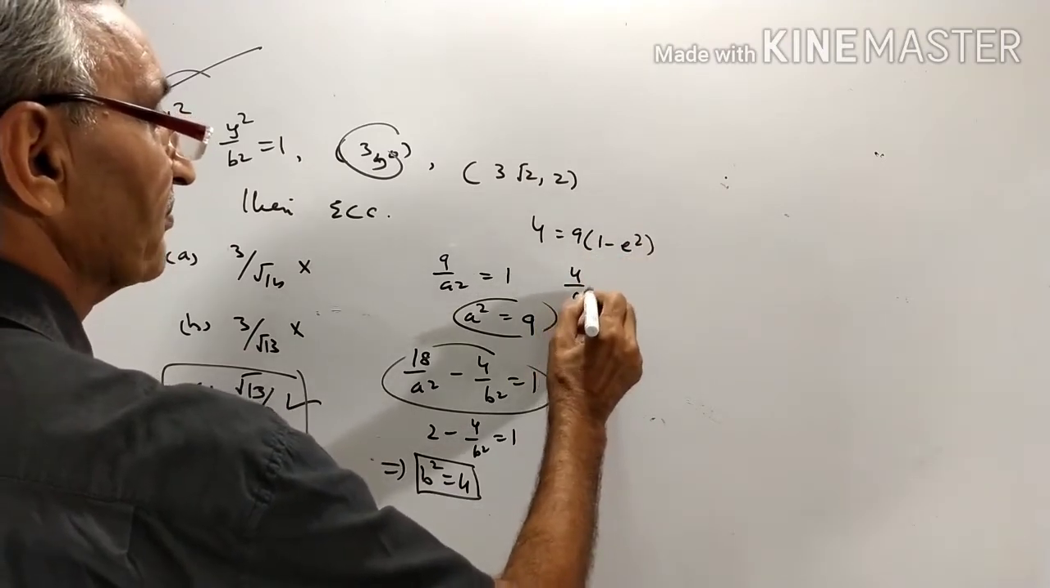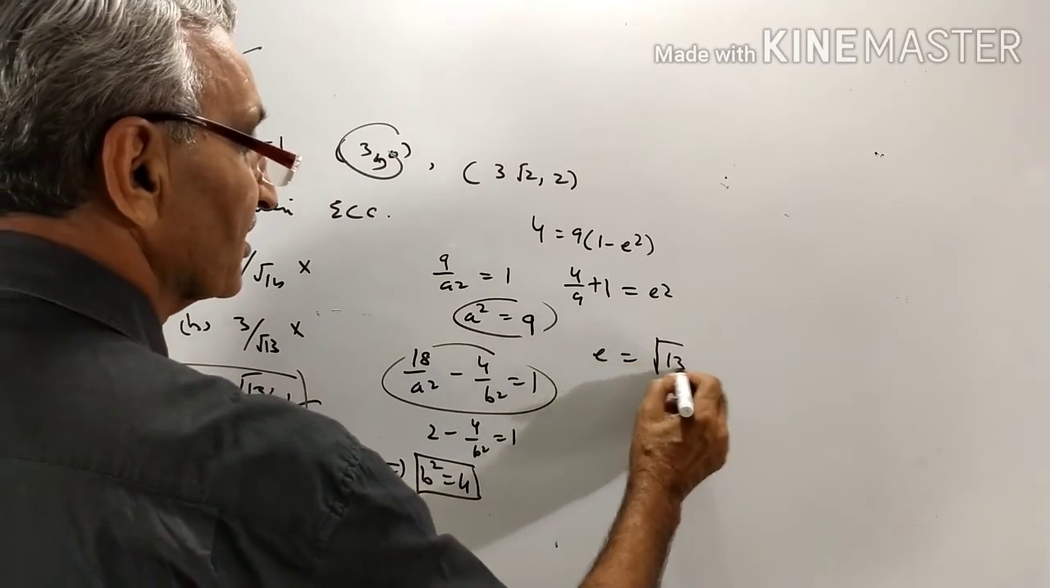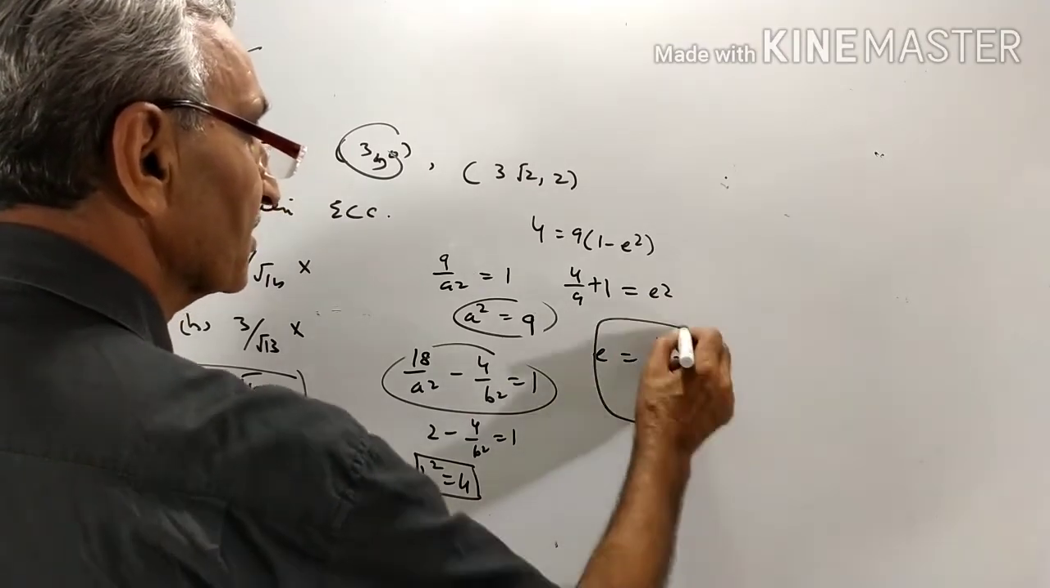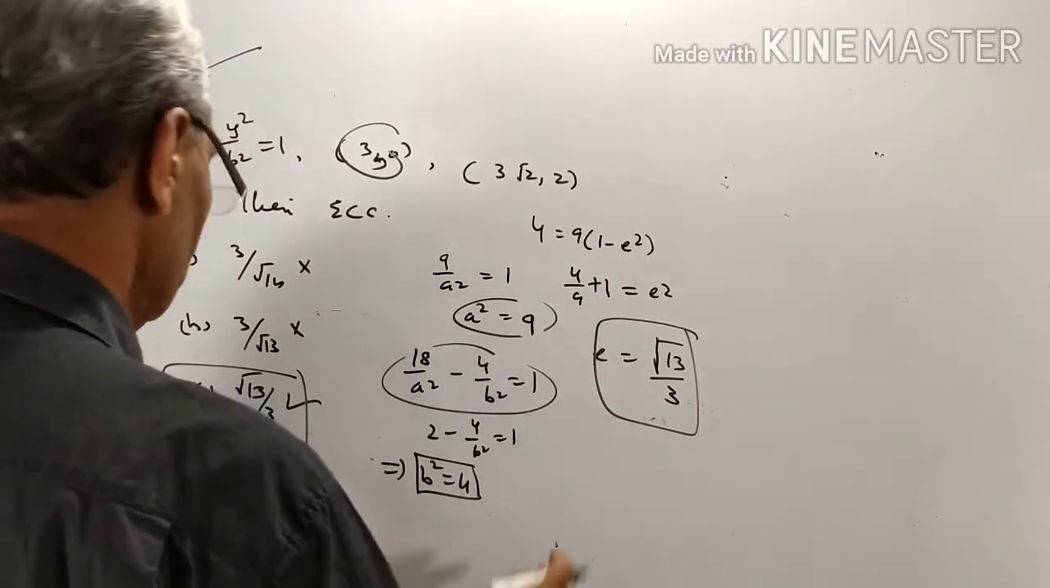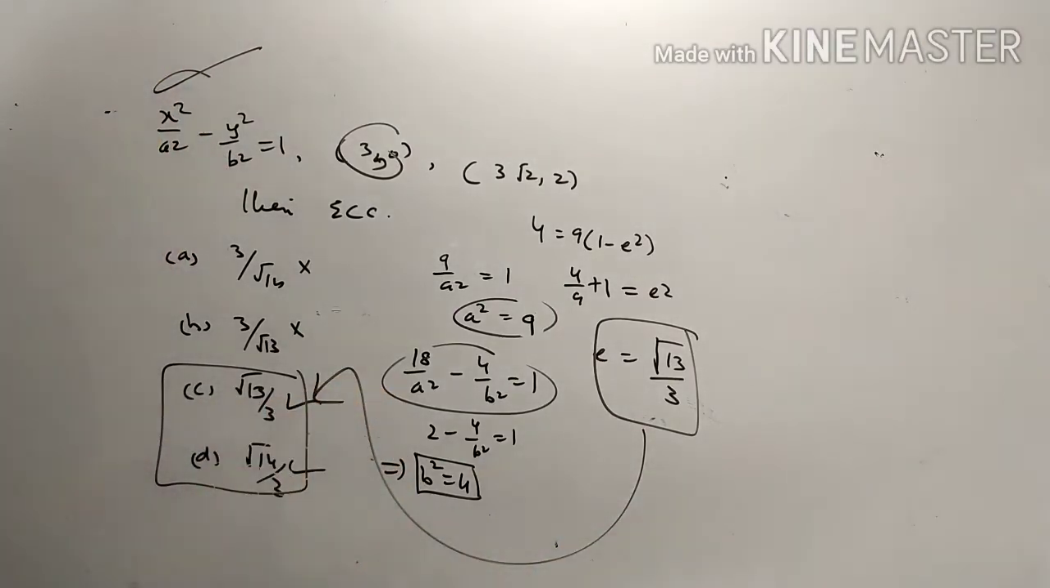4 by 9 plus 1 is equal to e square. E is equal to under root 13 by 3. This is the answer. So we found it by putting the value here. So friend, we got the answer.